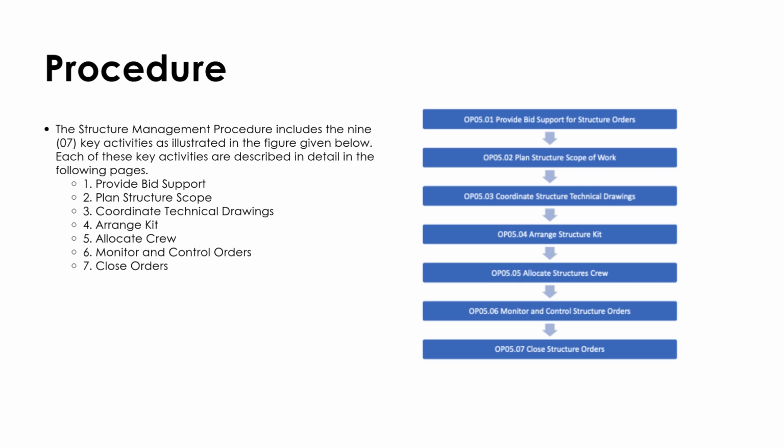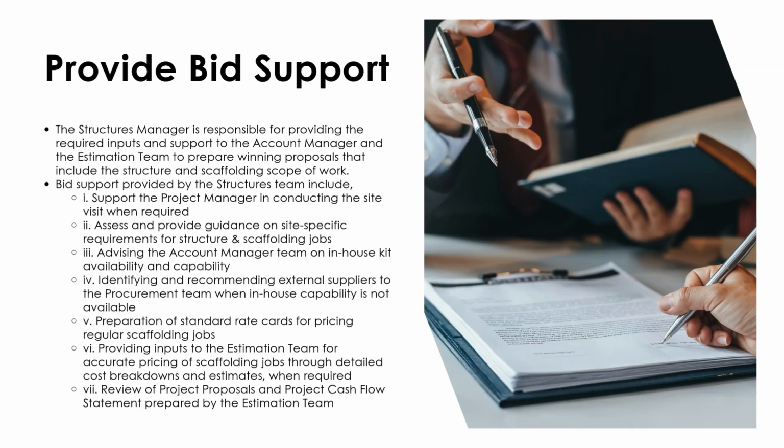Procedure. The structure management procedure includes 7 key activities, as illustrated in the figure. Each of these key activities is described in detail on the following pages. Provide bid support, plan structure scope, coordinate technical drawings, arrange kit, allocate crew, monitor and control orders and close orders.